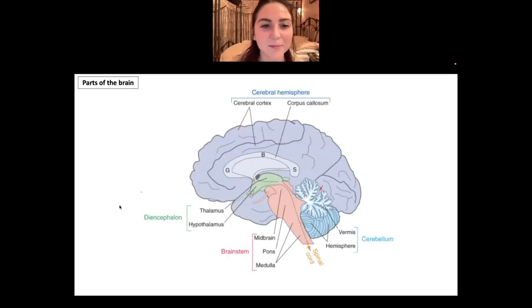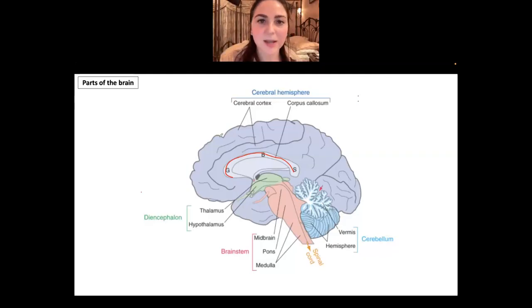Okay, so parts of the brain. There are different parts of the brain here. We have the cerebral cortex and the corpus callosum. The corpus callosum is the C-shaped structure. If you look down at the brain and there's that center divot, if you cut through it, this would be a sagittal cross section.